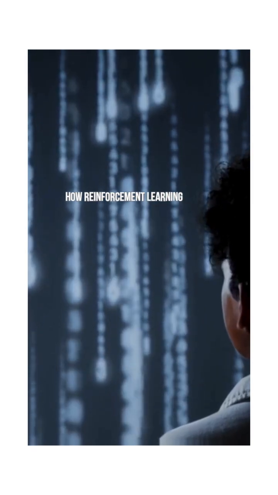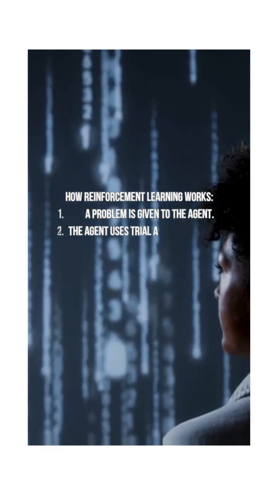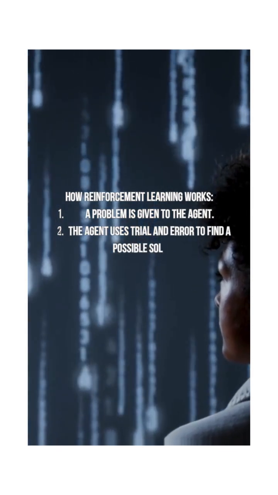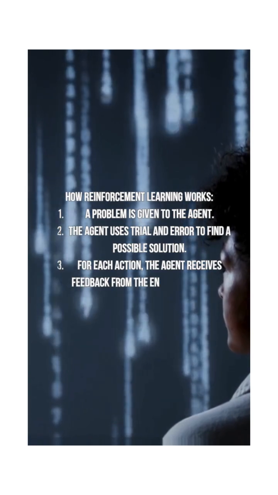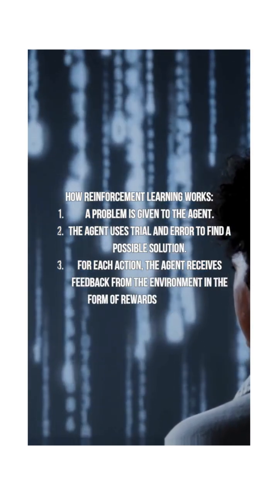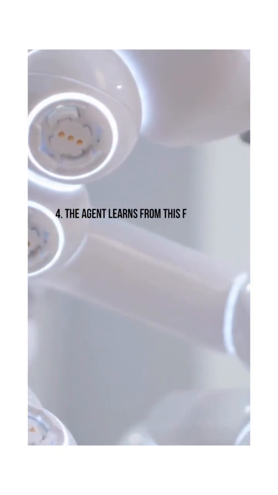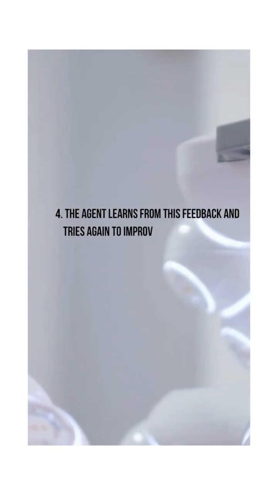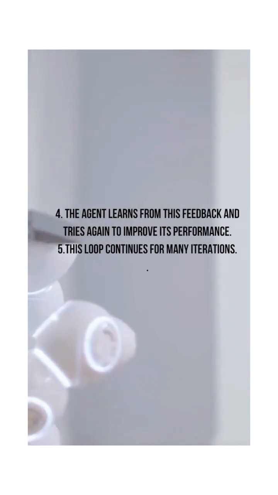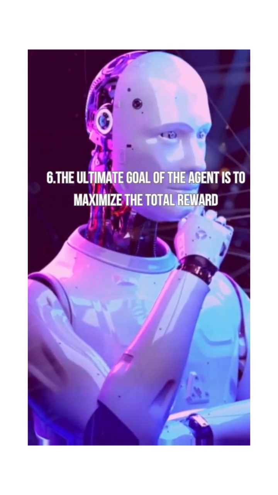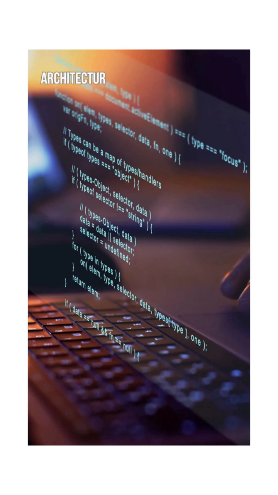How reinforcement learning works. 1. A problem is given to the agent. 2. The agent uses trial and error to find a possible solution. 3. For each action, the agent receives feedback from the environment in the form of rewards or penalties. 4. The agent learns from this feedback and tries again to improve its performance. 5. This loop continues for many iterations. 6. The ultimate goal of the agent is to maximize the total reward.